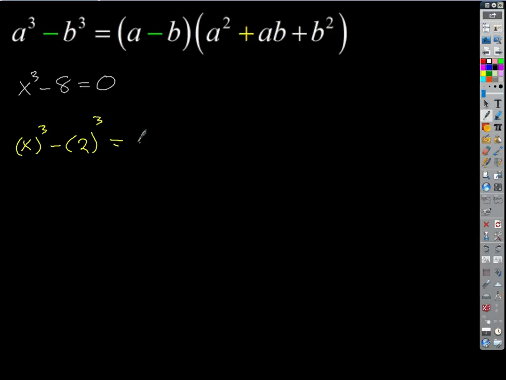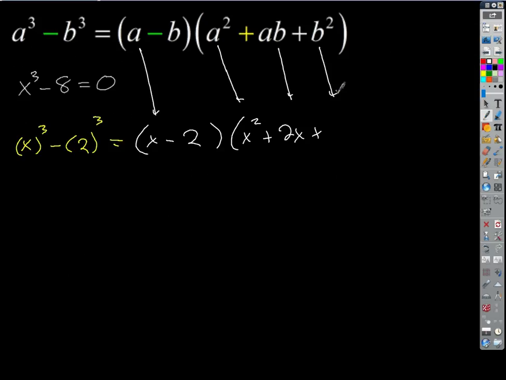Okay, so I'm going to get a minus b, so what's that going to look like? x minus 2, right, because b is 2, times a squared. Well, what's a squared going to be? x squared, good, plus a times b. x times 2 is what? 2x, plus b squared. 2 squared is 4. Okay? Got the idea? So now I've got this thing factored.